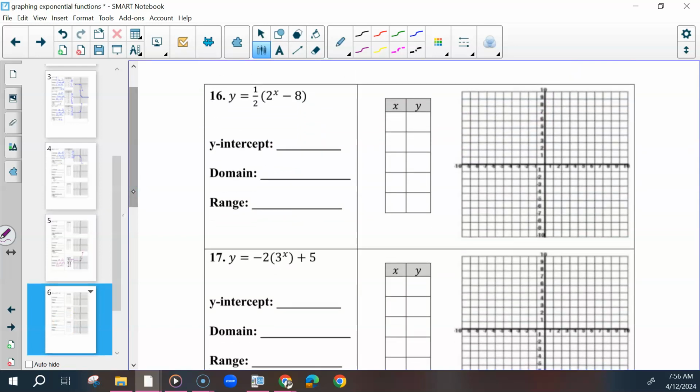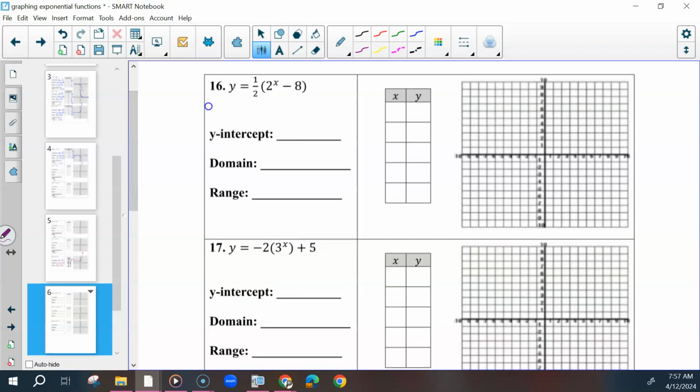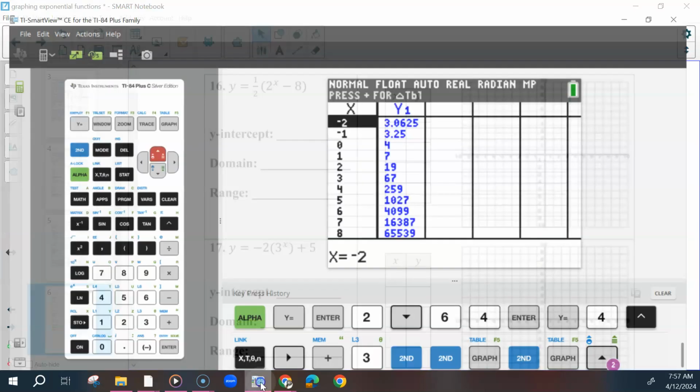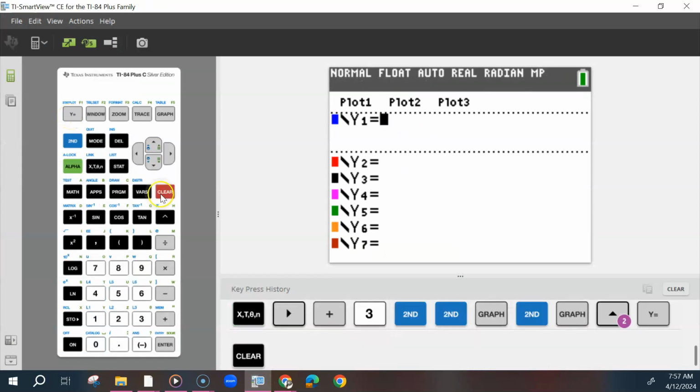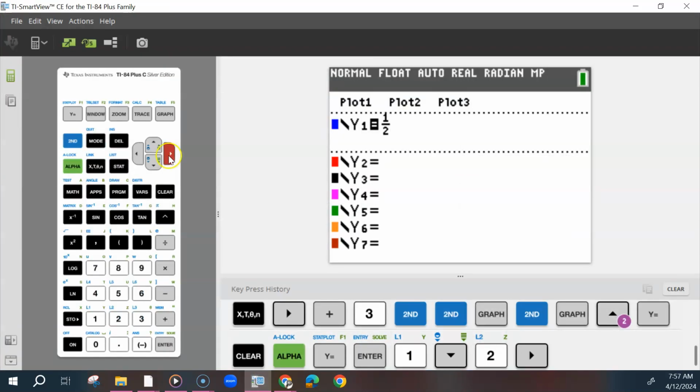16 and 17 are more challenging ones. Do you want to do both of these or just one of them? Okay, pick one. 6. Okay. So go ahead and put that in your y equals. Make sure you're using parentheses.